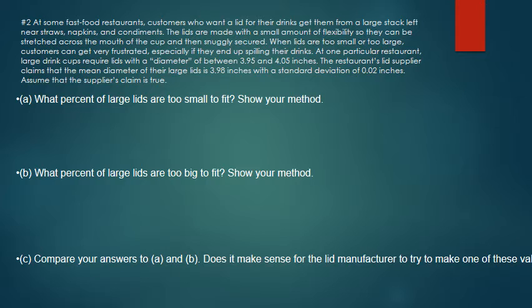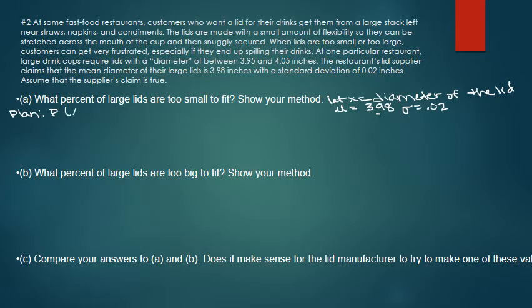When it says show your method, that basically means use the 4-step rule, or the 4-step process. So we're going to start by letting x equal the diameter of the lid, since that's what the problem is talking about. I also like to write down that mu is equal to 3.98 and sigma is equal to 0.02. All right, so plan. We're going to find the probability that the diameter of the lid is less than 3.95. That would be too small.